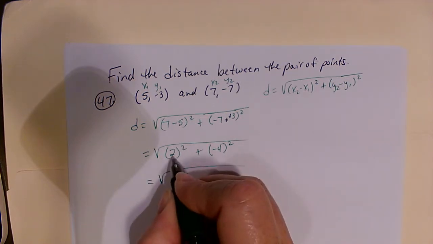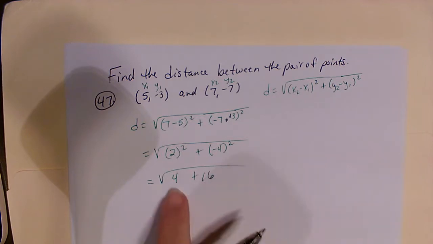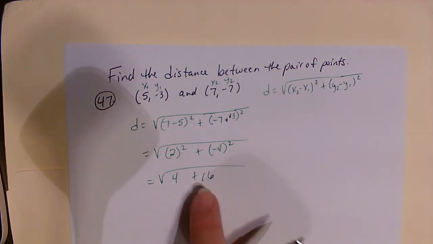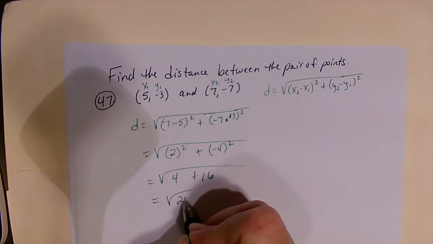So that's going to get us 2 squared is 4 plus -4 squared is 16. At this point, you will have two positive numbers. You'll never have negative ones because you're squaring them, and anything squared is positive. So this will get us the square root of 20.